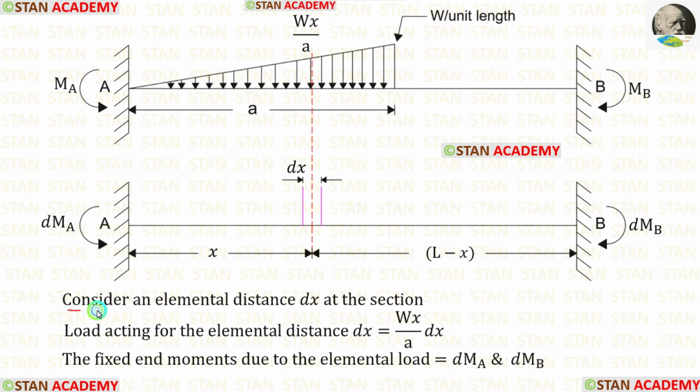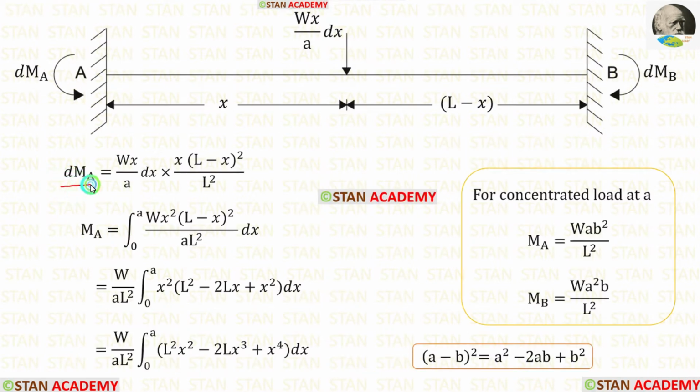Let us consider an elemental distance dx at the section. The load acting for the elemental distance dx is Wx upon A into dx. The fixed end moments due to the elemental load are dMA and dMB. For dMA, let us make a formula. Let's see how this formula comes.